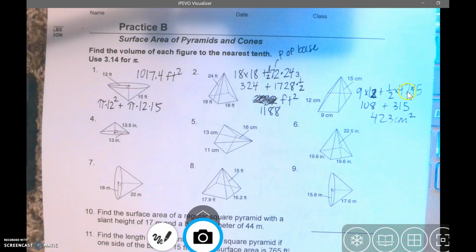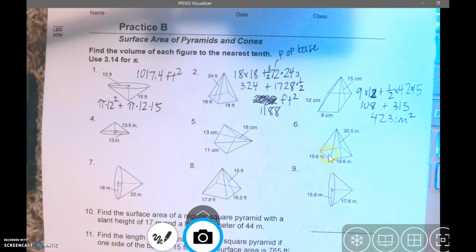Okay, so then when I did it my second time, I remembered the half. Okay, so the area of the base is 9 times 12. There it is, I got 108. And then it's 1/2 times the perimeter of the base, which is 12 plus 9 plus 12 plus 9, and I got 42. So I do that part separate and write that down, times the slant height. Boom. And that got me 315. Then I add them together, and I got 423.